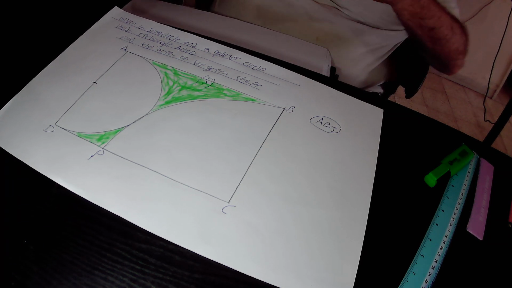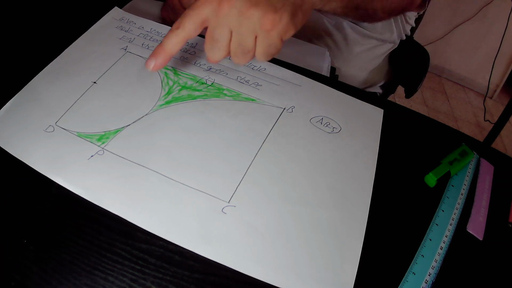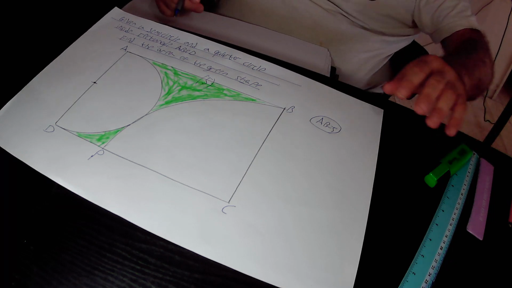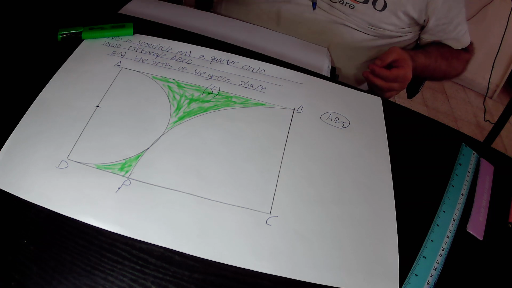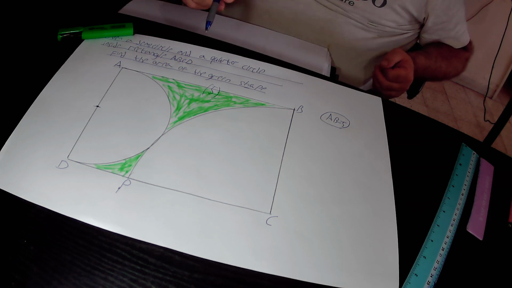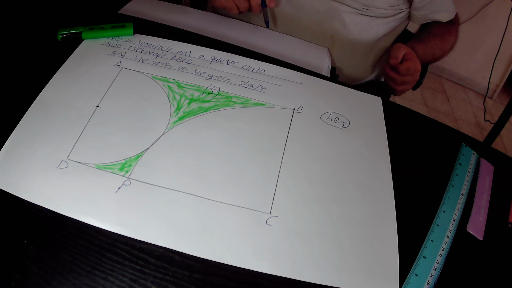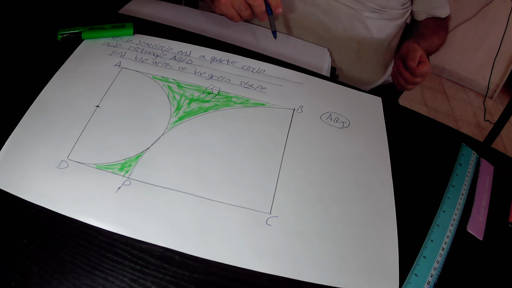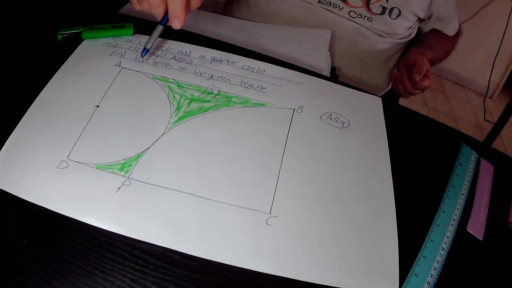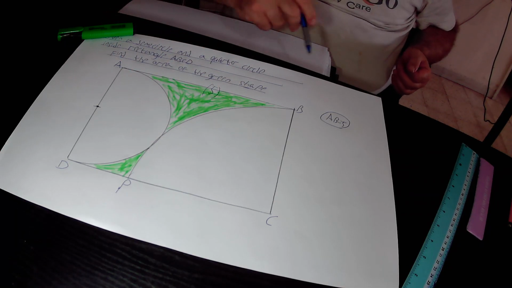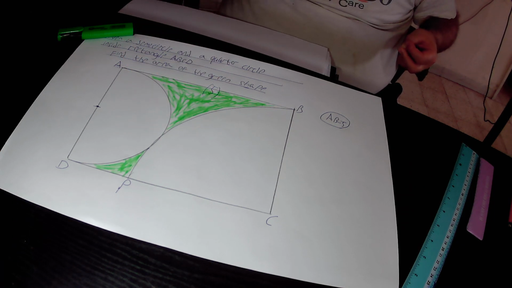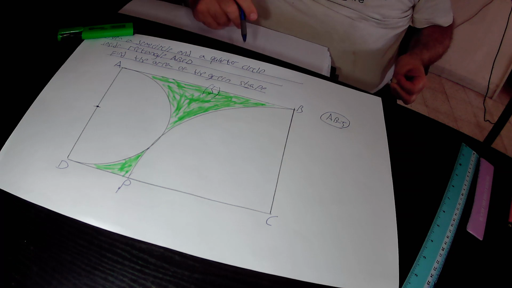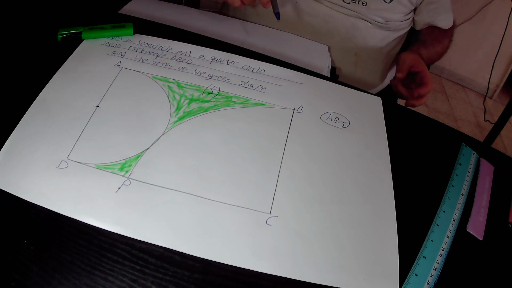Our mission in the second question is to find the area of this green shape. So, in the drawing, we have rectangle ABCD. We know that side AB of this rectangle ABCD equals 5 units in length. In addition, inside this rectangle ABCD, we have this semicircle and this quarter circle. Our mission is to find the area of this green shape.